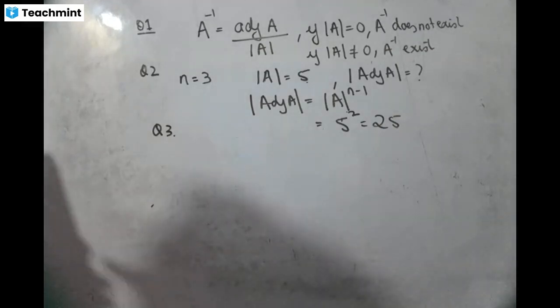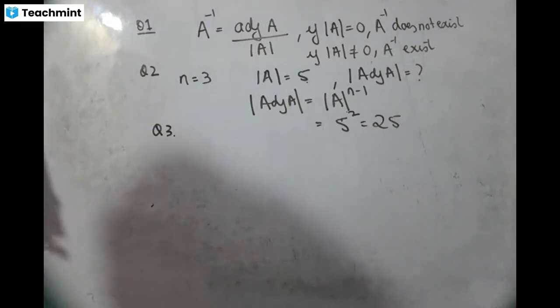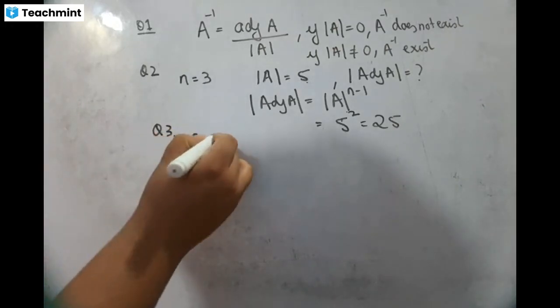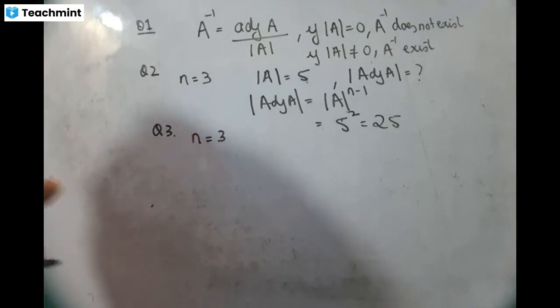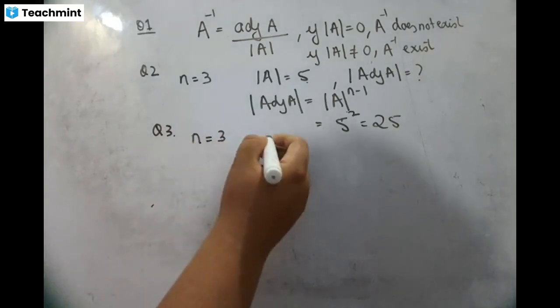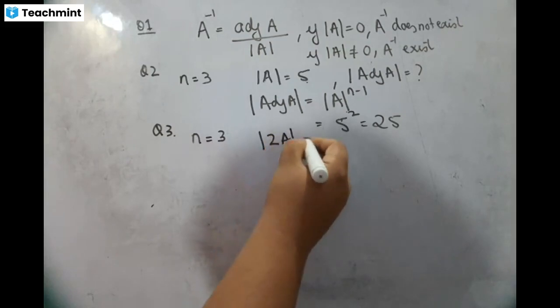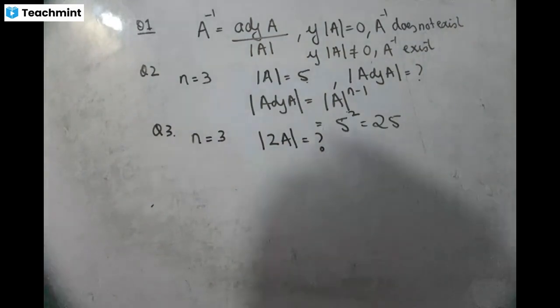Now this is question number 3, everyone. Tomorrow also I will do the remaining questions. Question number 3: if A is a square matrix of order n, the order of the matrix is 3, that means 3 cross 3. It's a square matrix, 3 rows and 3 columns. Then I have to find the value of the determinant of 2 into A. And it is given that the determinant A is 4.